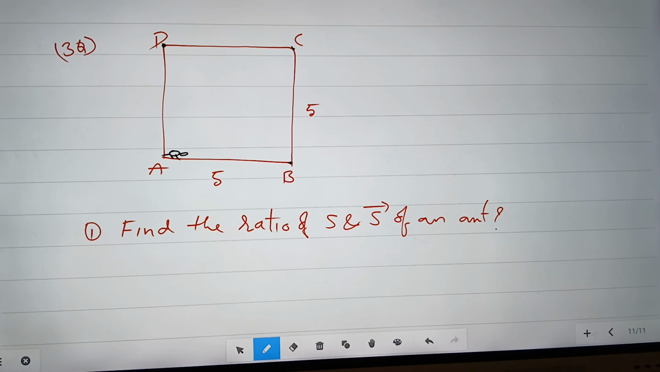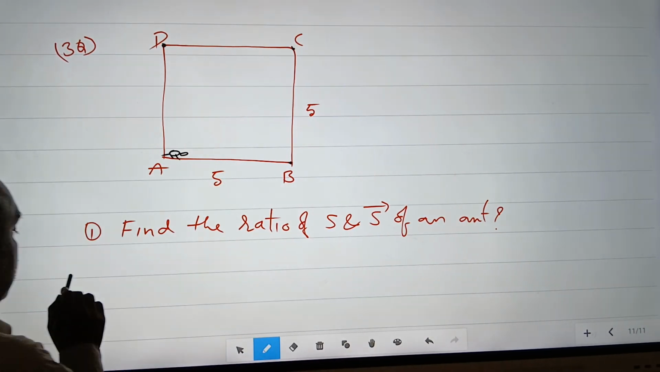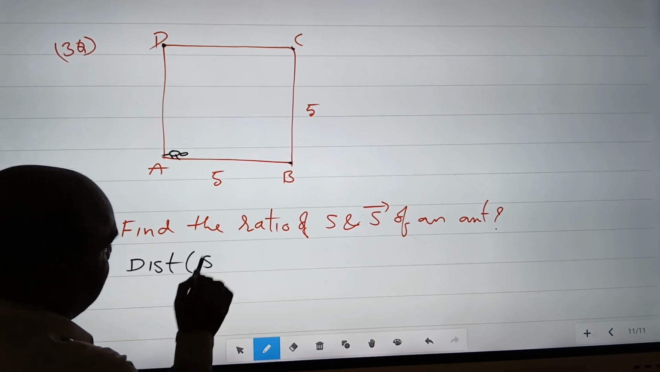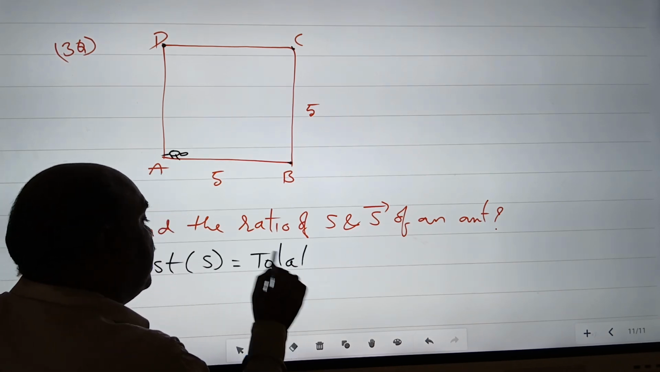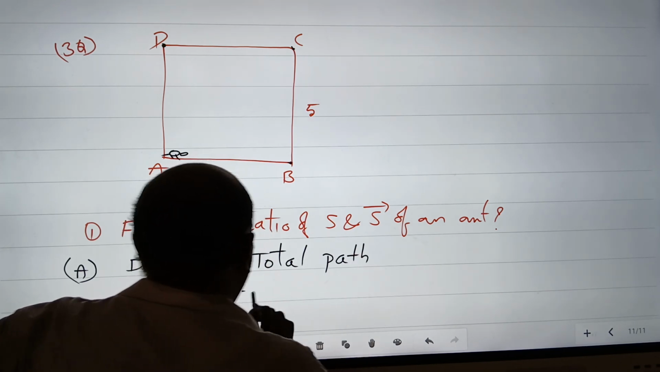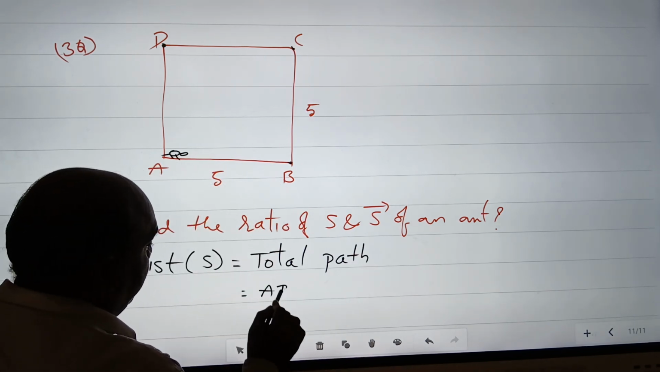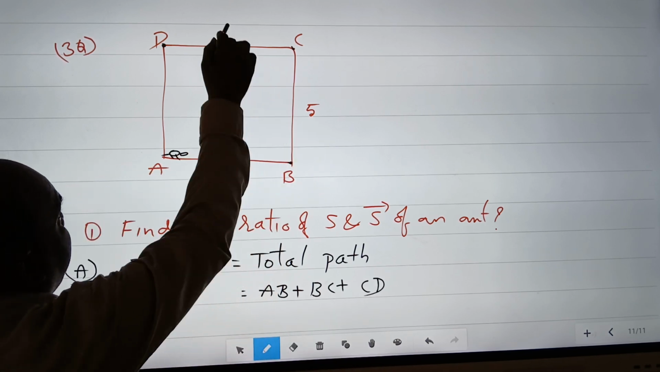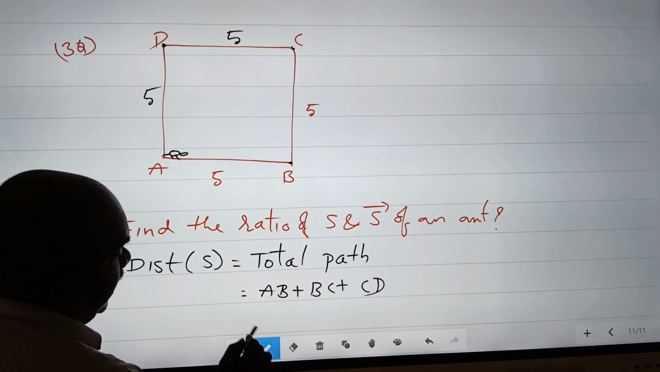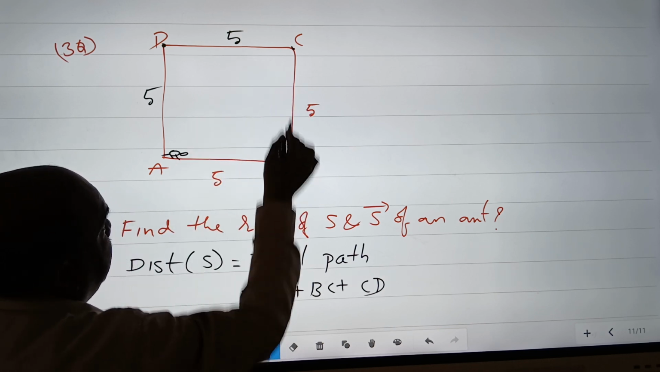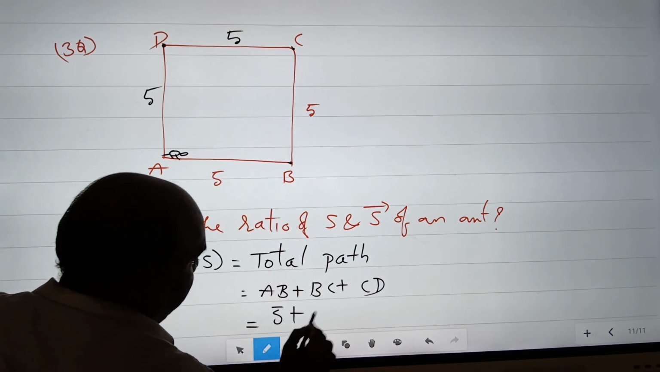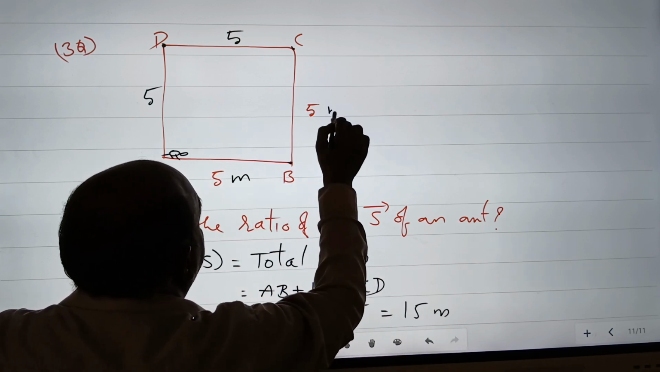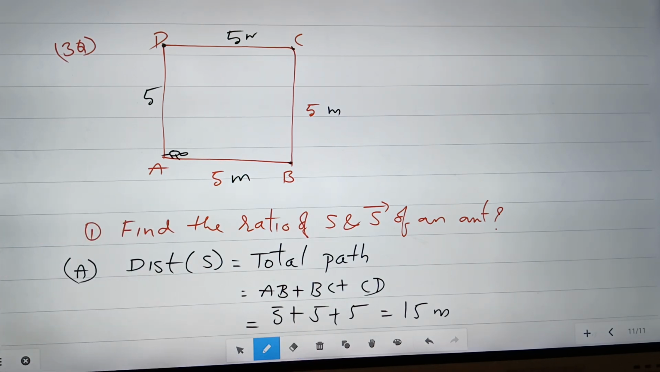How to do this? This is also a very simple question. So the solution: distance is equal to the total path covered by the body, the total path covered by the ant. What is the total path? First it went from A to B, then B to C, then C to D. Square means all sides have the same length. AB is 5, BC is 5, CD is 5. 5 plus 5 plus 5 is equal to 15 meter. This is the total distance traveled by the ant.